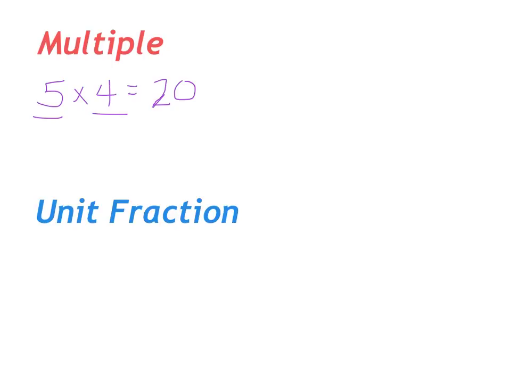Another vocabulary term that we need to review is unit fraction. A unit fraction is a fraction with a numerator of 1. For example, 1/3 is a unit fraction. 1/10 is a unit fraction. 1/50th is also a unit fraction. If it has a numerator of 1, it is a unit fraction, and unit fractions name one part of the whole.